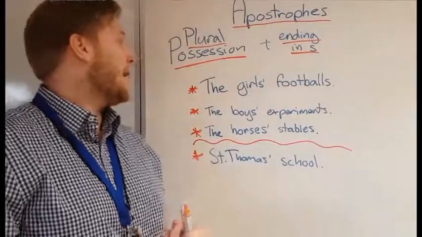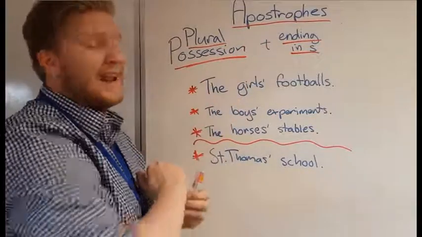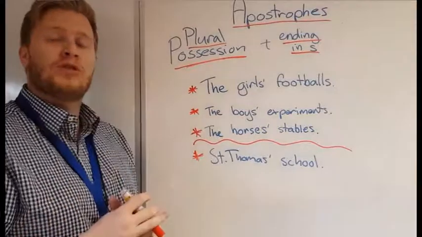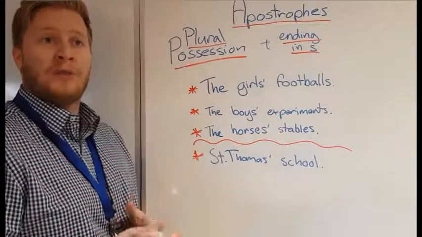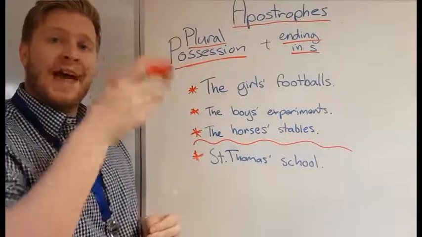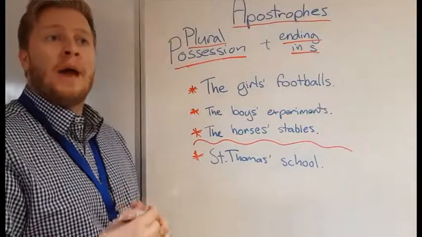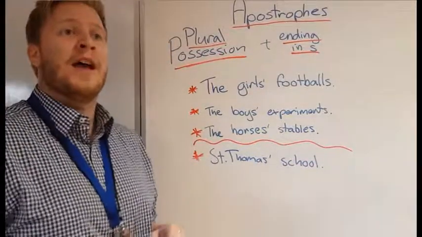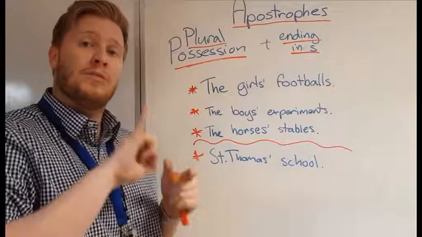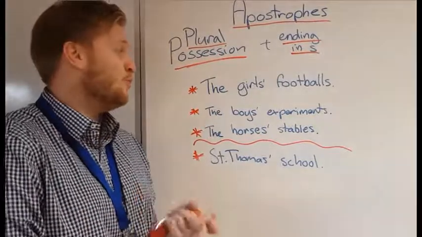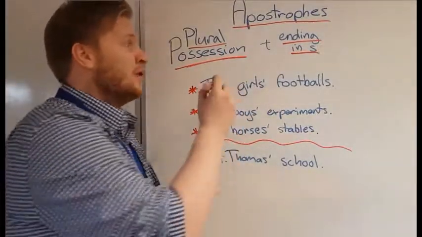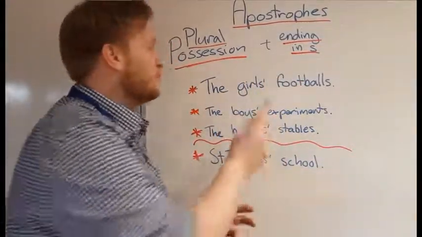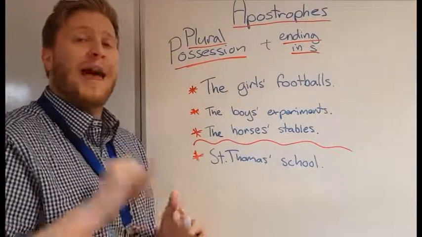So now we're going to look at plural possession and words that end in S. Okay, so we've just said with possession, if something belongs to someone, that's when we use an apostrophe and we put it in between the word and the S we added on to make the word possessive. But sometimes we have words that are plural possessive. Plural means there are more than one, possessive means it belongs to someone. So let's look at our first sentence, the girls' footballs. Now the footballs belong to the girls, but there is also more than one girl, so it's plural and possessive.